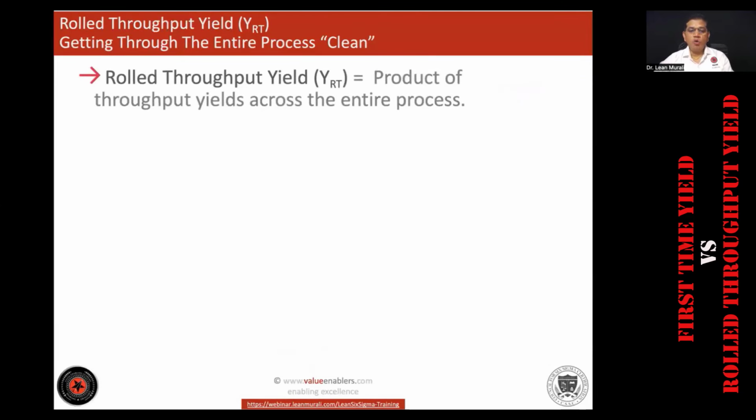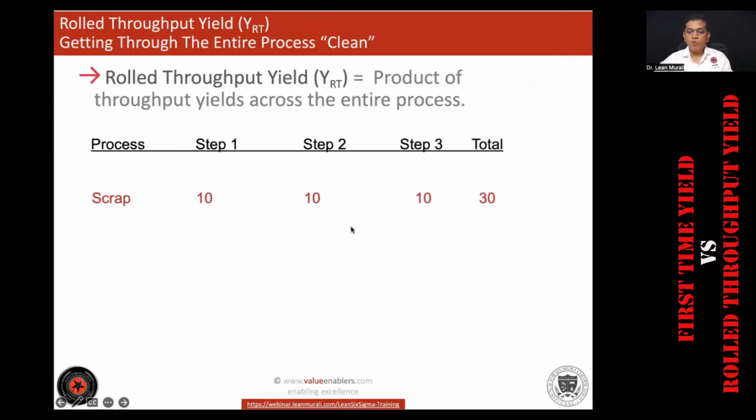Now we will calculate the rolled throughput yield. Quickly. Scrap was 10, 10, 10. Rework was 10, 10, 10. And the input. Okay. First I'll go through this and then I'll explain through Google Sheet. Now, if 100 units were put in first, the second step has got 90, the third step has got 80.